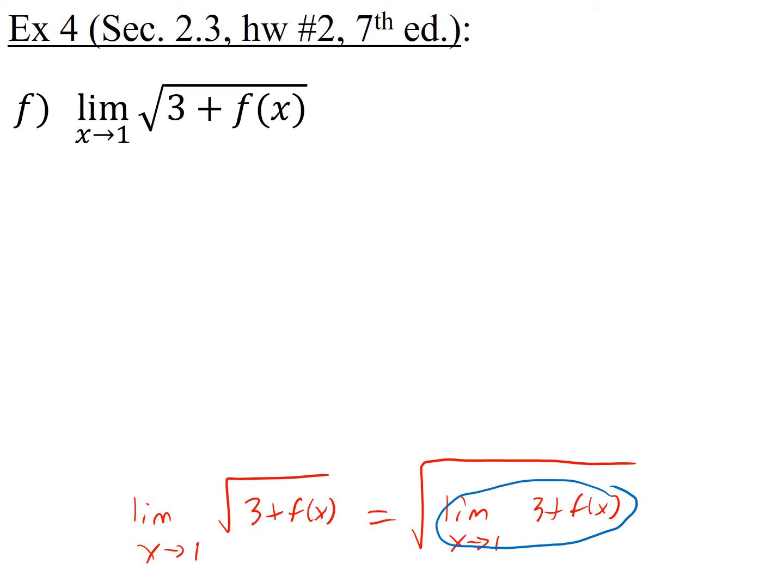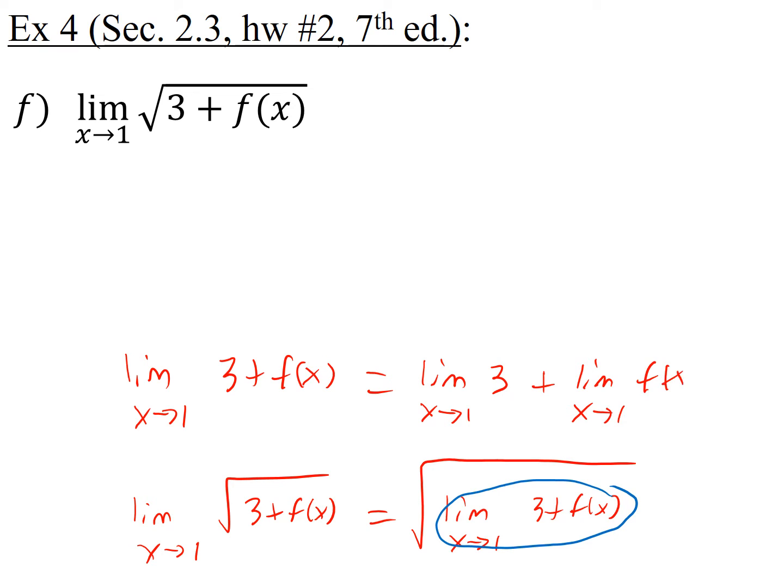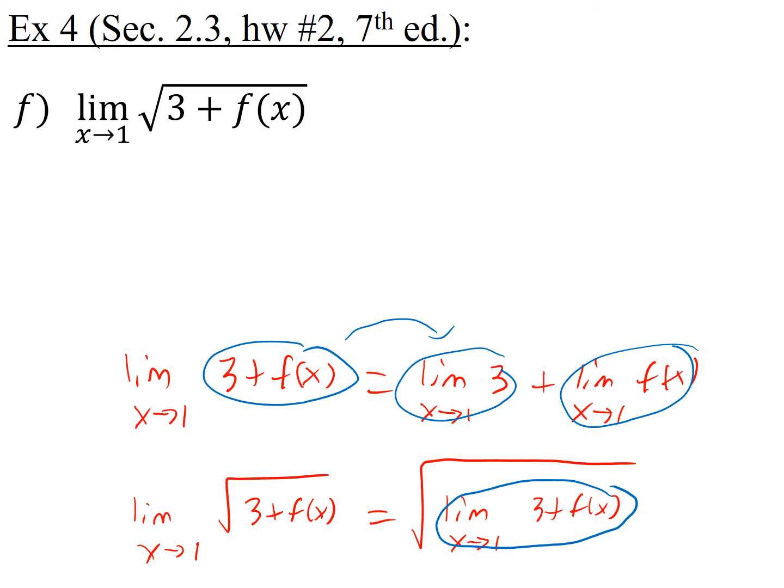So I'd have to first show you that the limit as x goes to 1 of 3 plus f of x exists and is positive. To do that, we would probably use a limit law, right? The limit law for sum, which means you can write this limit as x goes to 1 of 3 plus the limit as x goes to 1 of f. I want to prove that this limit exists and is positive, but you can only go from here to here if this limit exists and this limit exists. So we're going to have to go backwards.